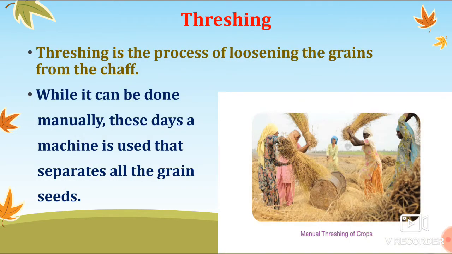So what are the steps in crop harvesting? The first stage is cutting the crop. Then threshing the crop. Threshing again can be done in two ways. One is manually, and the second one is with the help of a machine, or thresher. The thresher is again of different types. If you are planning to thresh paddy crop, then the thresher is of a different type, and if you are planning to thresh wheat, there is a different type of thresher we are using.